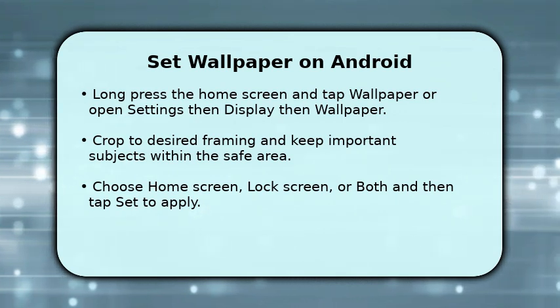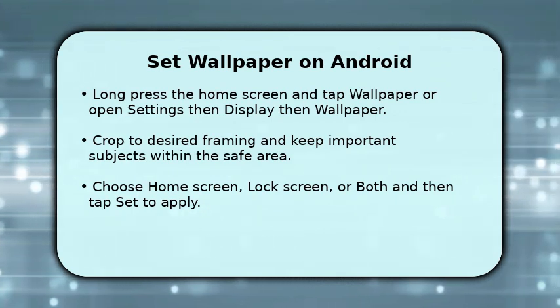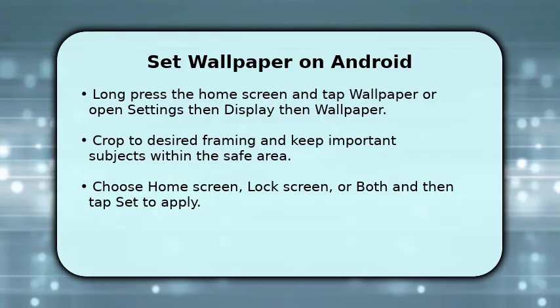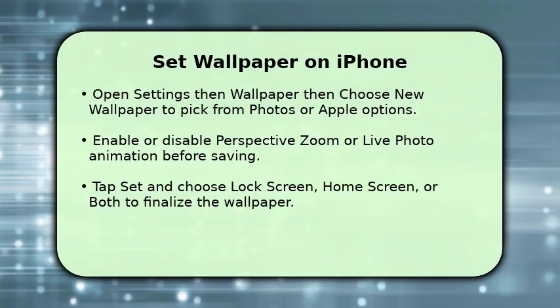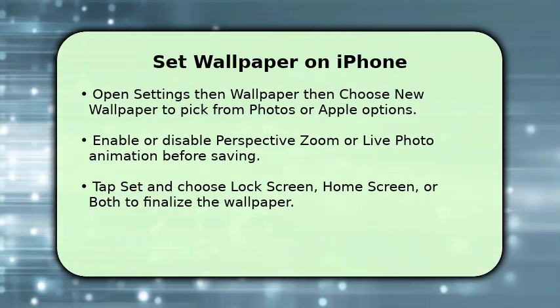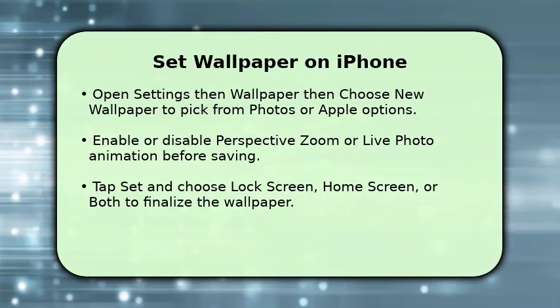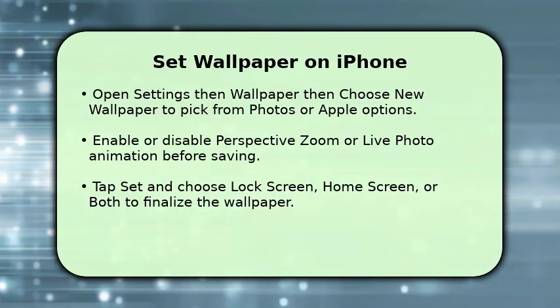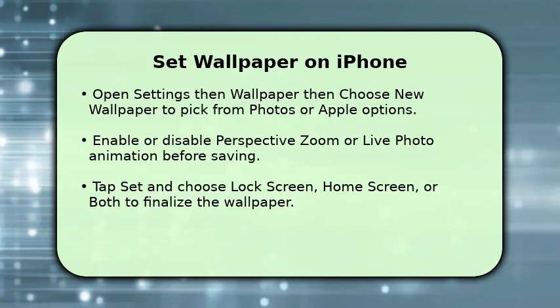On iPhone, open settings, then wallpaper, then choose new wallpaper to pick from Photos or Apple options. Preview the image and enable or disable perspective zoom based on preference and device motion. For live photos, tap the live option and press to preview the animation before applying.